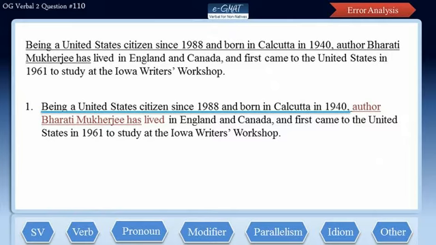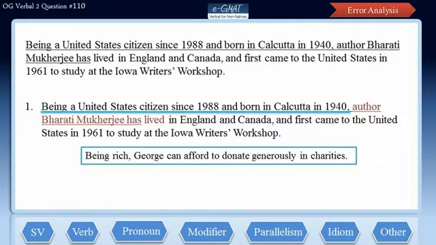Let's take another example. Being rich, George can afford to donate generously to charities. Here, the verb-ing modifier being rich modifies George. The sentence clearly and logically means that George can afford to donate generously to charities because he is rich.